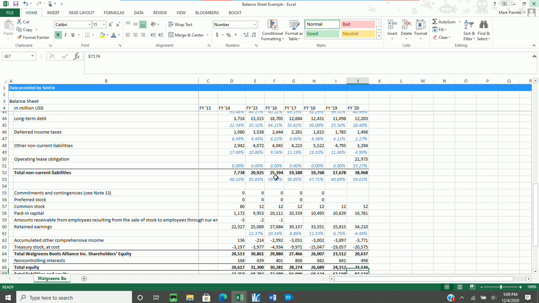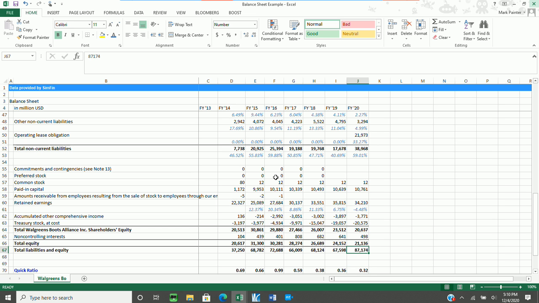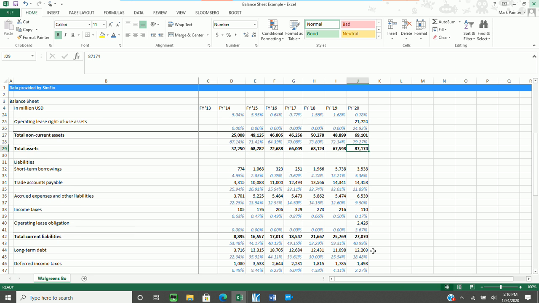Then the last part of the balance sheet is the equity part. And I'm not going to focus too much on this, but the reason why they call it a balance sheet is because liabilities and equity has to equal, as you can see here, 87,174. That needs to equal assets, which are 87,174. It's a balance sheet. It balances out.